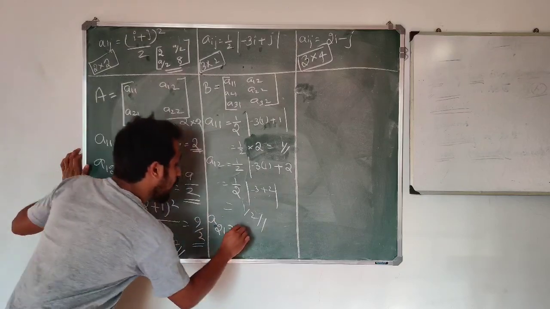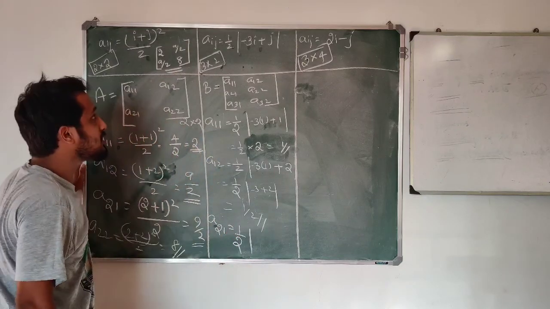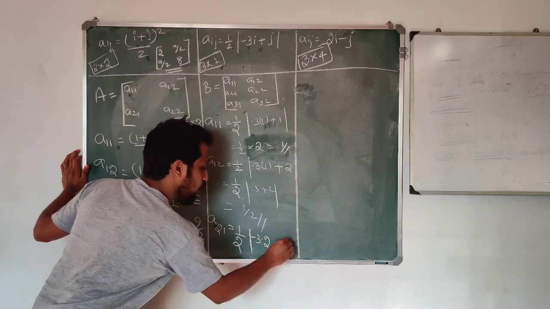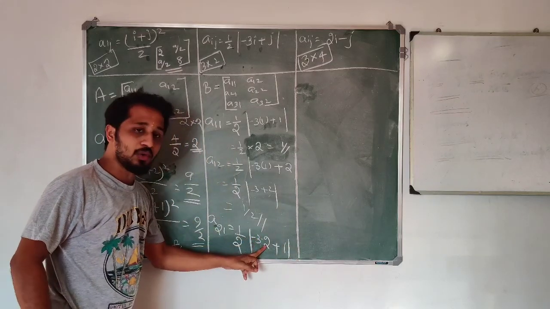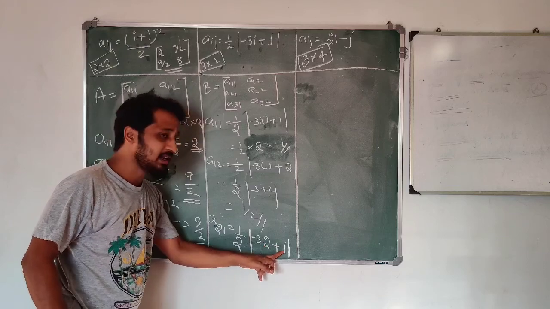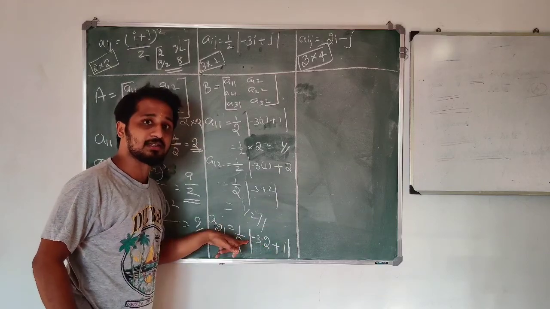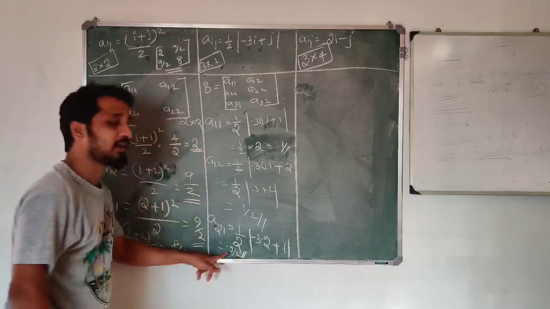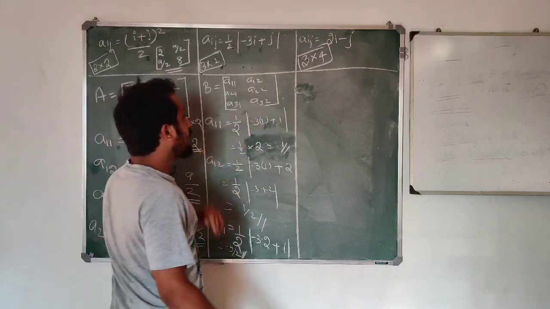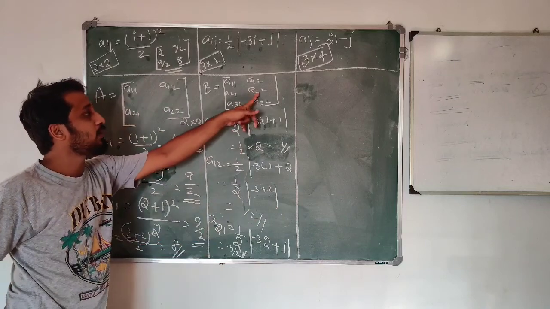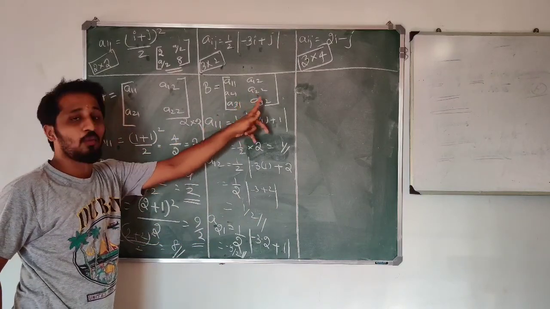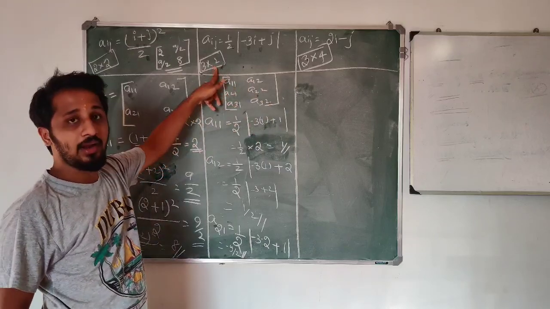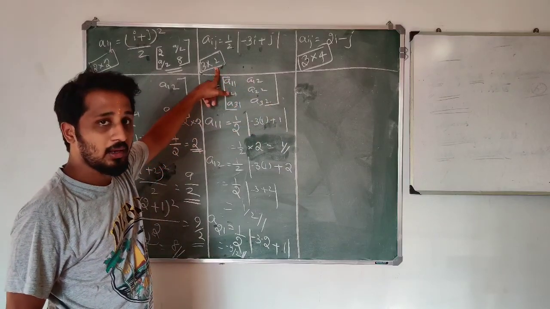A21 is equal to 1 by 2 into modulus of (minus 3 into 2 plus 1). Minus 3 into 2 is what? Minus 6. Minus 6 plus 1. That means 1 minus 6, minus 5. The answer is minus 5 by 2. That is nothing but A21. Now, similarly, you have to find out the values of A22, A31 and A32. Is it clear? You will get the required matrix of order 3 by 2.